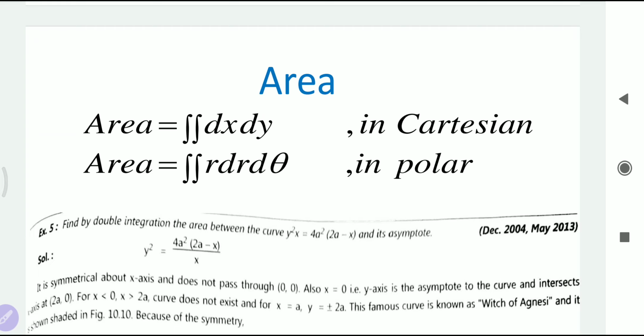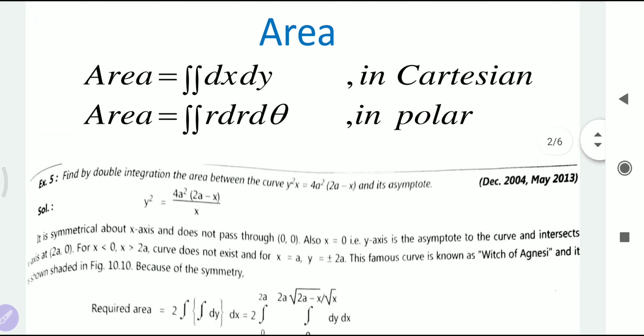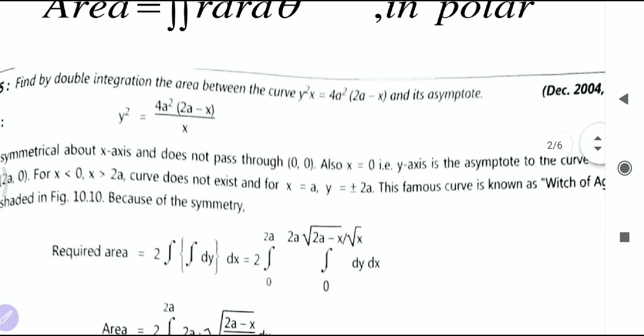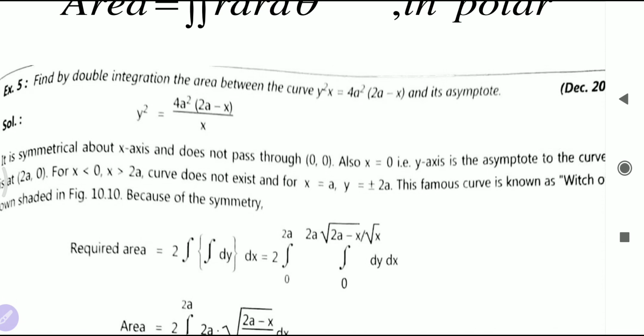In that case we are going to replace x by r cos theta and y by r sin theta. So directly we'll see one example of how to find the area with the help of double integration. The example is: find, using double integration, the area between the curve y square x is equal to 4a square (2a minus x) and its asymptote. So here we are supposed to trace this curve first of all, and once we have the curve and its asymptote, we are going to find the area between them.